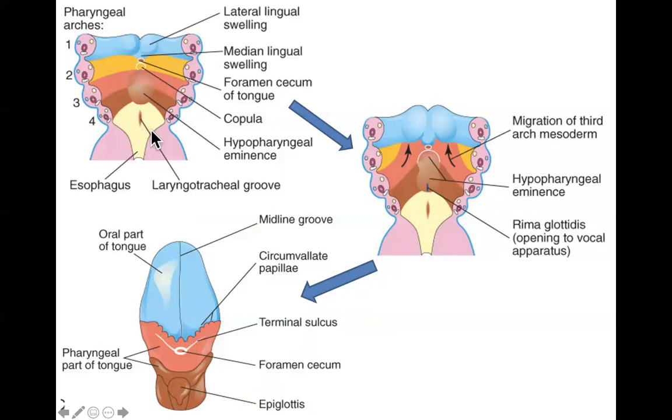Basically the hypopharyngeal eminence gets big, differentiates further, and forms this back 2/3 of the tongue. And then, of course, same thing happens. They fuse together, and on we go.